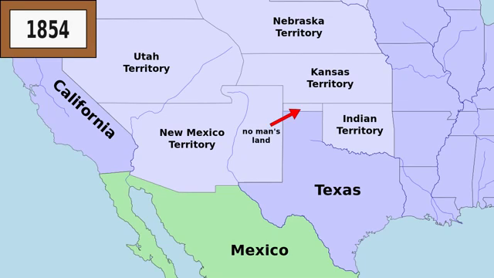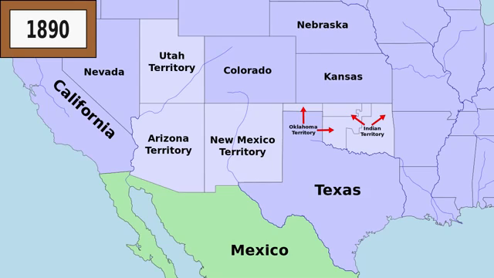Its southern border was the 37th parallel, which left a small strip as a no man's land. In 1890, it became part of the territory of Oklahoma, along with the Indian Territory, which was the land where native tribes were forcibly resettled during the Trail of Tears.